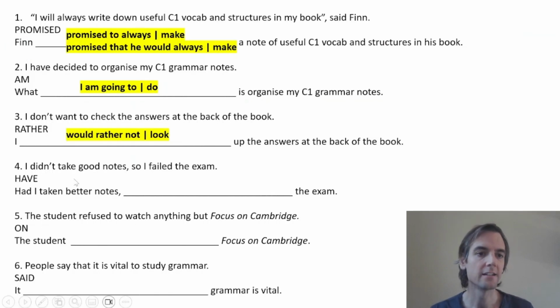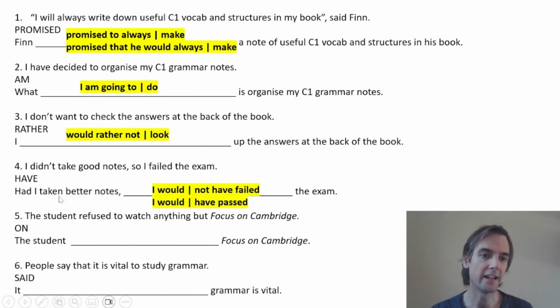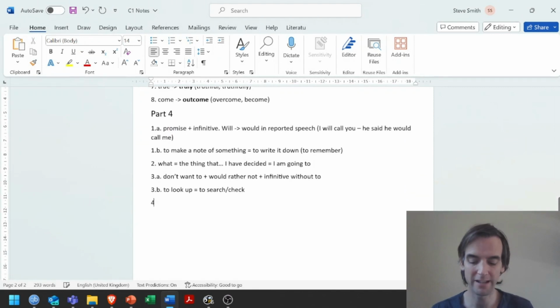Number 4 is a conditional. We need to know how to do conditionals. If I had taken better notes, or had I taken better notes, I would not have failed, or I would have passed. So third conditional. If I'm making notes, if I'm practicing a lot, I can just put third conditional, and then I can think, okay, I know the third conditional. I can make my own sentence. If I had, or had I, the same thing in this question. I'm not copying it, am I? No, I'm changing it, so I'm manipulating it because I know how to use it.